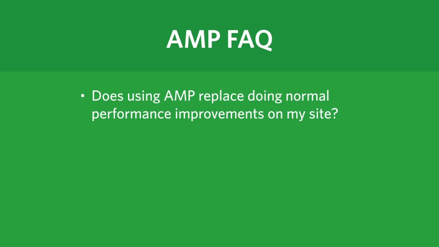The first one is, does using AMP replace your normal performance improvements that you should do? And the answer is no. It's only meant for improving mobile pages, especially content pages like articles and blog posts that we just saw in those two examples. You can create AMP pages for every page on your site if you want, but I would recommend starting with your main content pages, the most important content pages, and then moving on from there.